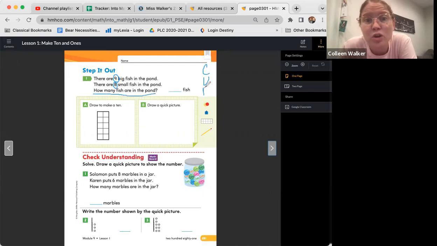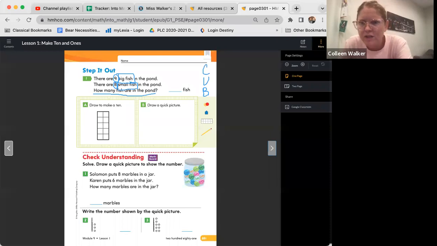And then, friends, we're going to box those keywords. Are there any keywords here? Let's see. What do you think? Big? Yeah, big fish. Small fish? Yeah, those are important. We need to know what type of fish we're talking about. And how many fish are in the pond? So first of all, we need to draw.